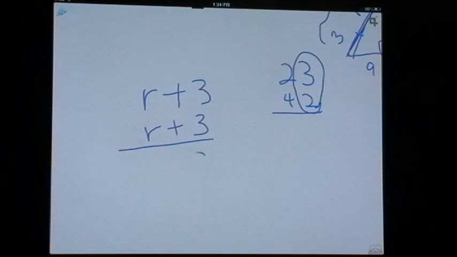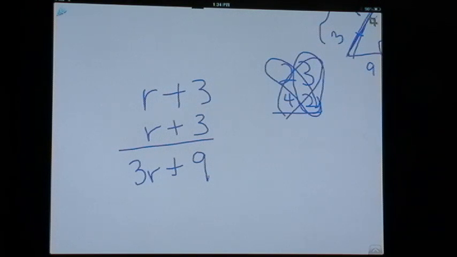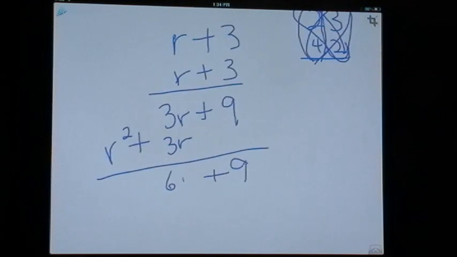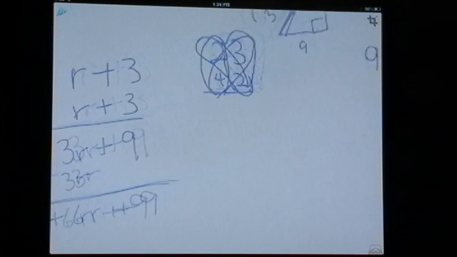Now just like multiplying numbers, 3 times 3 is 9. And then 3 times r, which is 3r. And we're going to put a plus sign here because of the pluses. And then you would do r times 3, which is 3r. And then r times r is r squared. Now notice that I stacked them: 6r and r squared. So that's our c squared.